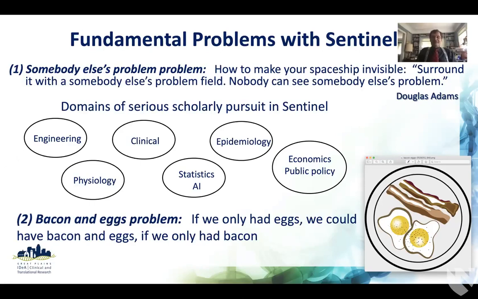And then there's the bacon and eggs problem, which is maybe not quite as famous. It's maybe not kosher, but the bacon and eggs problem is that if we only had eggs, we could have bacon and eggs if we only had bacon. So of course we could do Sentinel if we only had all 6 of these things. And so that's usually a bad idea in an experiment, since you can get support for one thing, but we need support for a lot in order to do it.